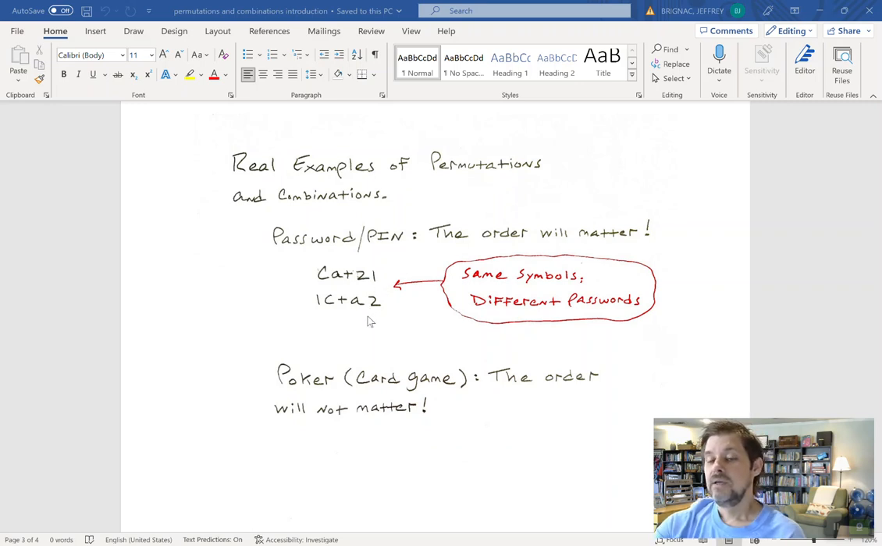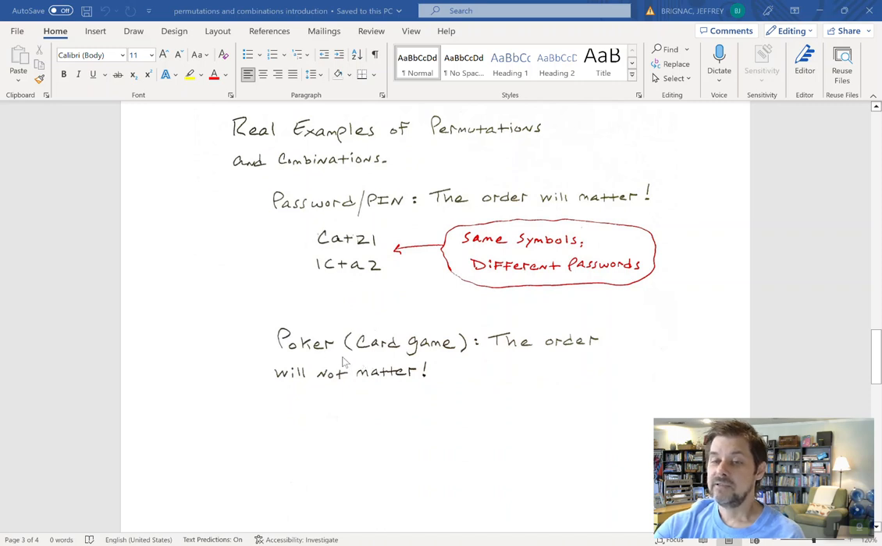As far as a combination, one example I can think of is a game of poker, a card game. The order will not matter. You have a hand of cards when you play poker. Right here I have a 4 of a kind.